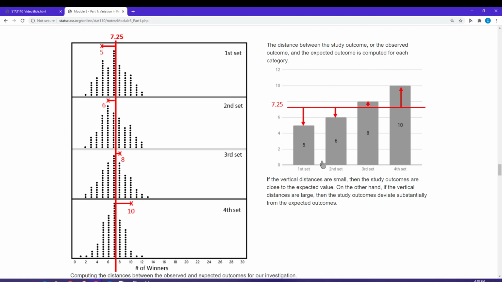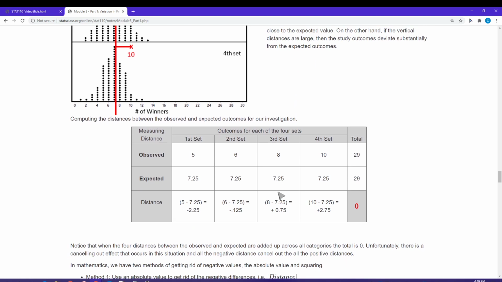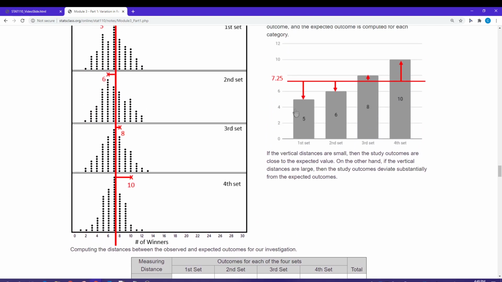If you look at the graphic on the right-hand side, you could make a bar graph for each of those sets. 5, 6, 8, 10 again are my observed numbers. And just how far away am I from the expected on each of those? I would take those differences and just sum them up to give me a total distance away from the expected. So again, across all 4 categories, how far away am I from the expected? I would just take those distances and add them all up.